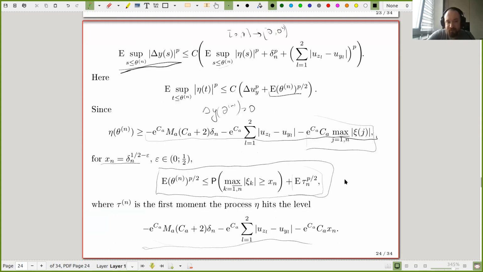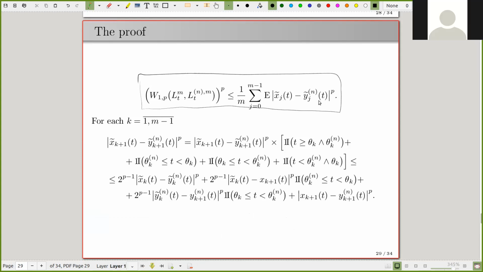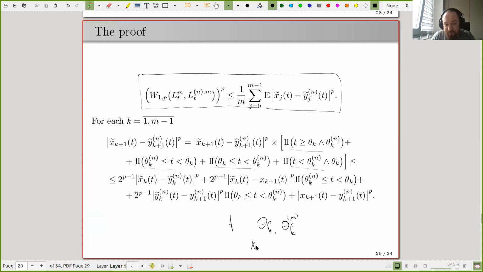Since the proof is lengthy and technical, I will give only the main steps. It's straightforward to obtain this estimate because this is a coupling. And now we should consider the distance in L^p, the usual L^p norm over the omega space, between x tilde j and y_n tilde j. Now one can introduce this decomposition of 1 into 4 different cases depending on where t is compared to theta_k and theta_nk. So theta_k is the moment where x_k and x_{k+1} meet, and this is a point where y_nk and y_nk+1 meet.